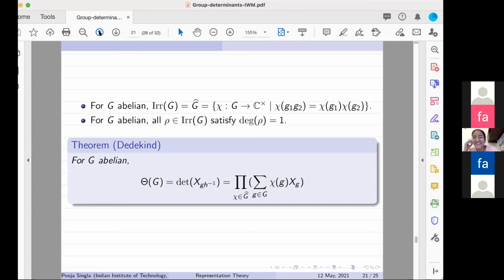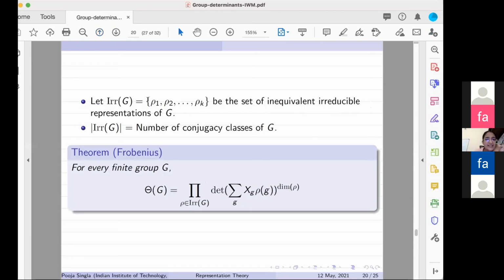For finite groups, this is known. I wrote rho 1, rho 2, up to rho k as the set of all inequivalent irreducible representations. Suppose rho 1 has dimension n1, rho 2 has dimension n2, and so on up to rho k. We know certain things about this. Each dimension divides the order of G.